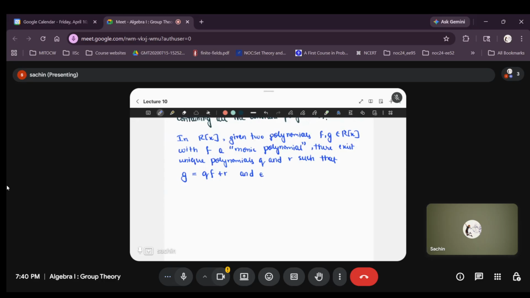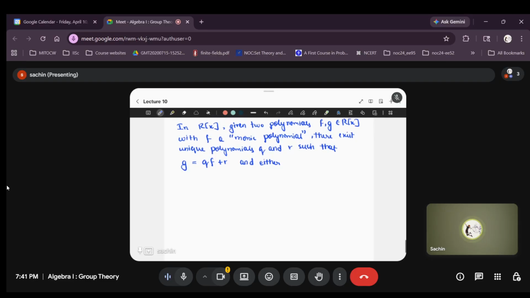And for integers, we had r greater than or equal to 0 but less than the divisor. But here, there's no meaning for less than or greater than in a polynomial, right? There's no way to say some polynomial is less than another polynomial. But we can compare the degrees of the polynomials. We can say one polynomial has degree less than or equal to another polynomial. So this theorem will have that.